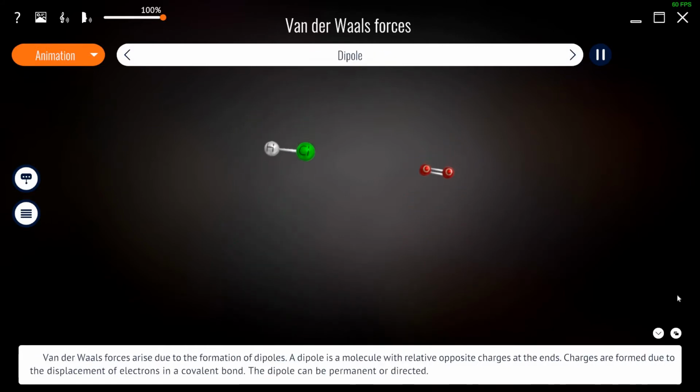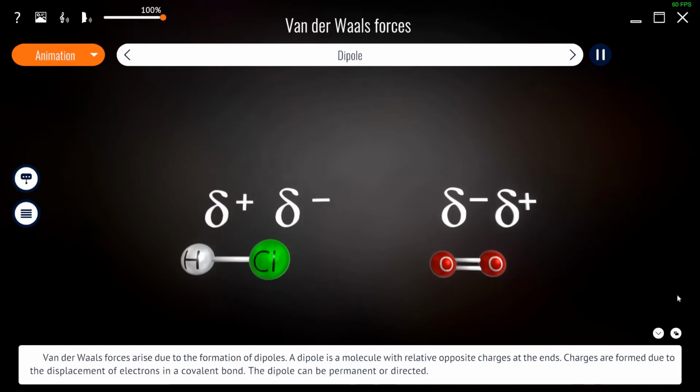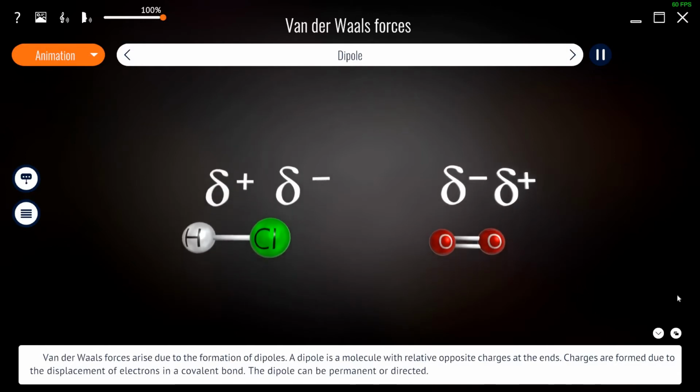Van der Waals forces arise due to the formation of dipoles. A dipole is a molecule with relative opposite charges at the ends. Charges are formed due to the displacement of electrons in a covalent bond. The dipole can be permanent or induced.